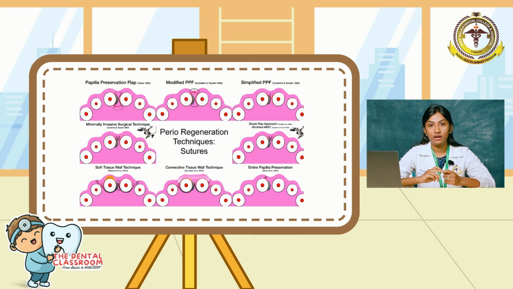So these are the general regenerative techniques used in periodontal regeneration. The first one is the papilla preservation flap, modified papilla preservation flap or simplified papilla preservation flap technique. Now we have gone into the minimally invasive techniques. In minimally invasive techniques, we have the MIST technique and modified MIST technique, which involve either a double flap approach or single flap approach. And now we also have the soft tissue wall technique, connective tissue wall technique and entire papilla preservation technique. These techniques minimize the trauma to the tissues and enhance the blood supply to the area for ideal periodontal regeneration to happen.